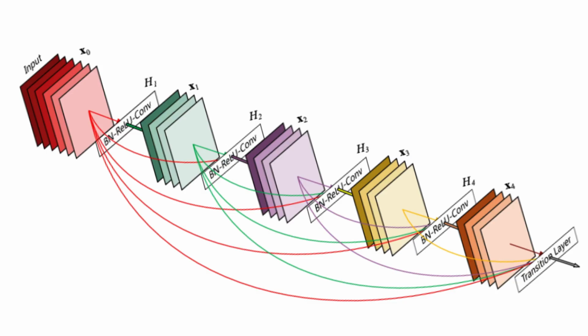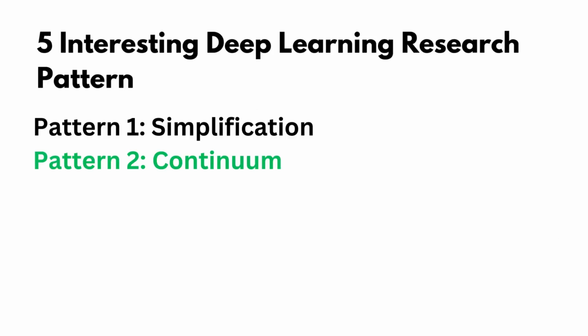The simplification pattern can also be seen in DenseNet, an improvement over ResNet introduced afterward, where the idea was that instead of forcing a dedicated residual connection, the network could just concatenate the inputs together and jam it forward, effectively connecting each layer together. The second research pattern you might encounter is the continuum.